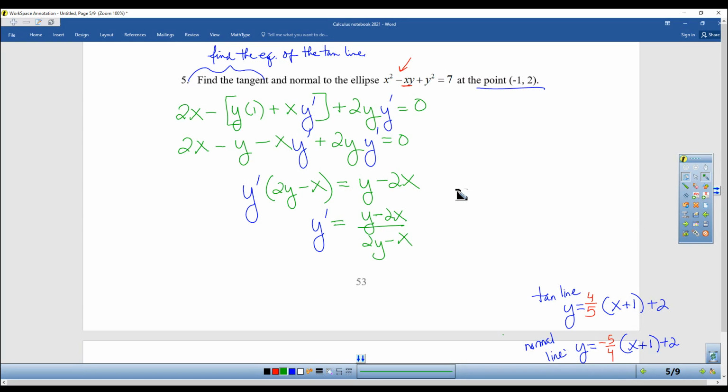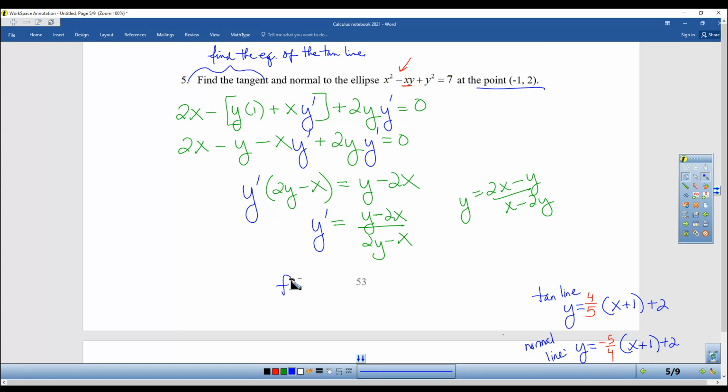If you did yours on a different side, you might have y prime is equal to 2x minus y over x minus 2y. That's the same. So if you just took my answer and multiplied the top and the bottom by -1, you would have that exact same thing. So don't think that it always has to look the same to have the same value.